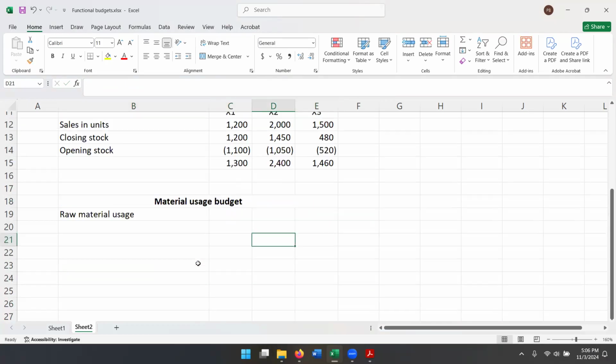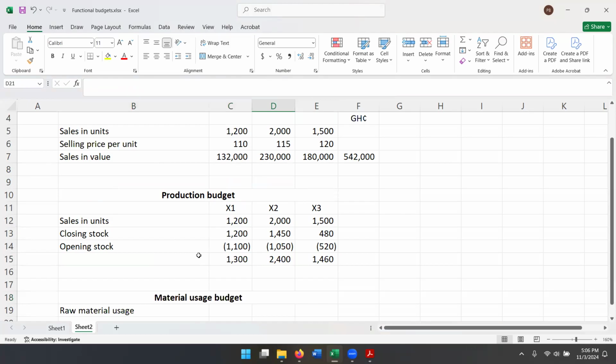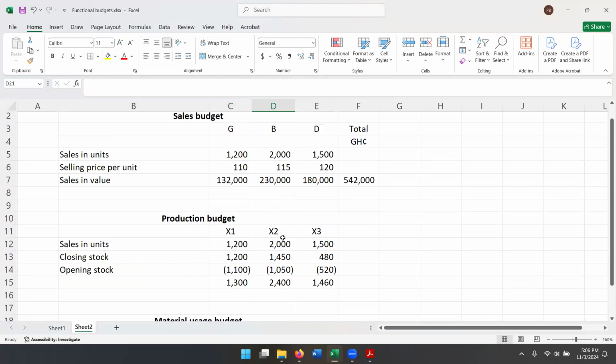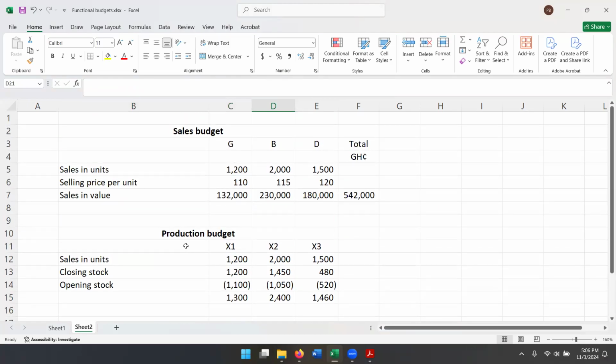So the raw material usage. Oh, people, please forgive me. The production budget is supposed to be B because it's finished goods. It's supposed to be J, B, and then D. Sorry, it's supposed to be B, J, B, and D.